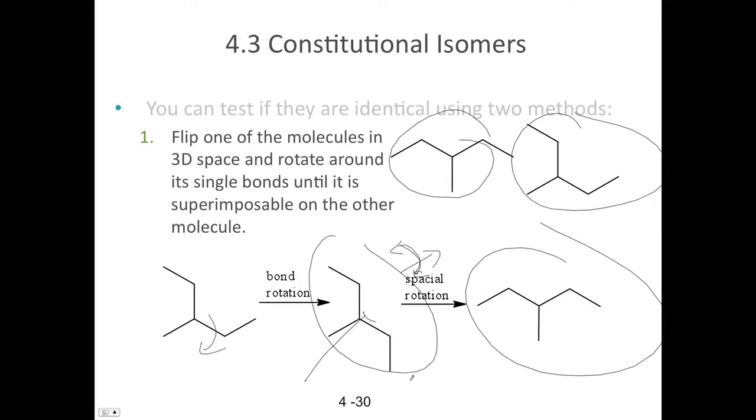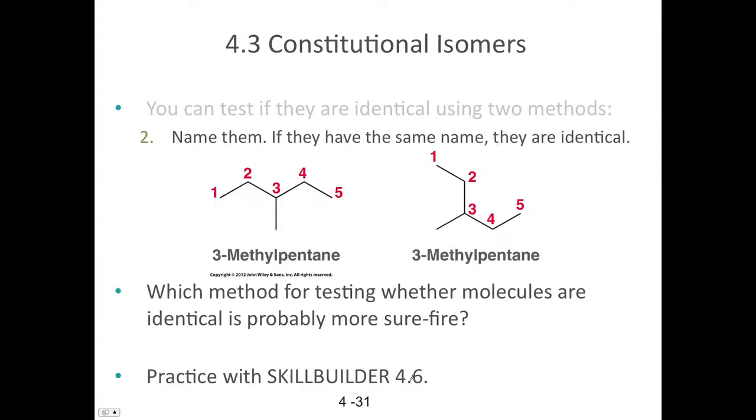So we bring this up because the next thing that we're going to be learning is going to be some pretty intense spatial relationships. Also, if you don't believe in doing that, just go about using the nomenclature method. If the two things have the same nomenclature, then they are the same compound.